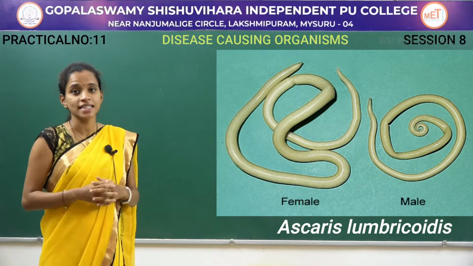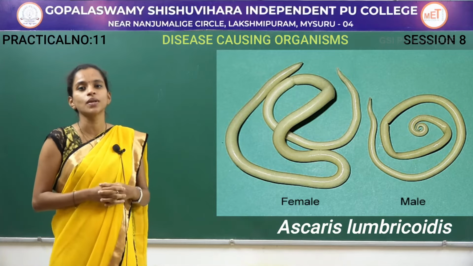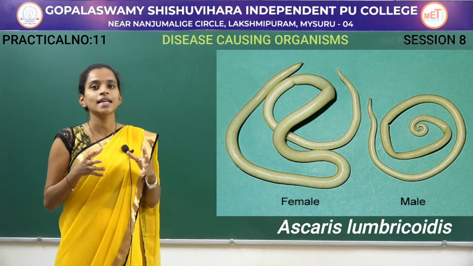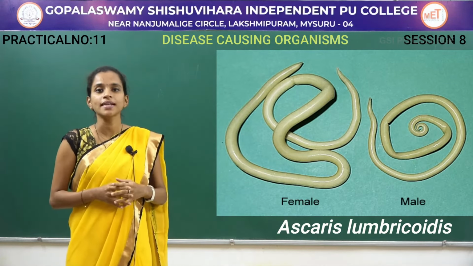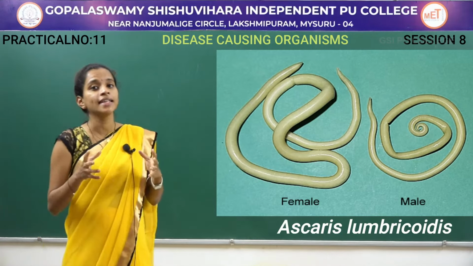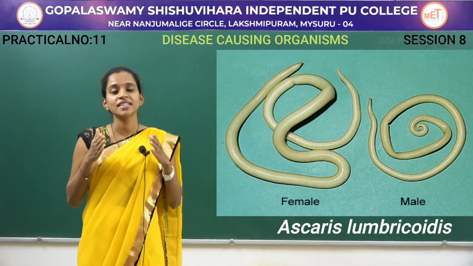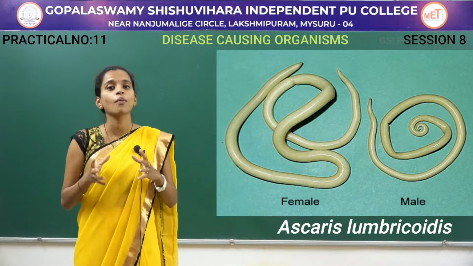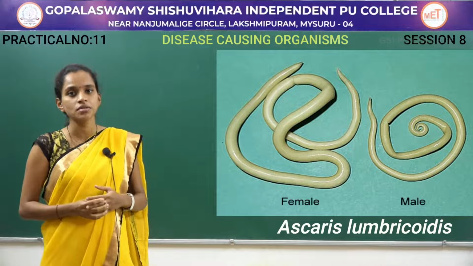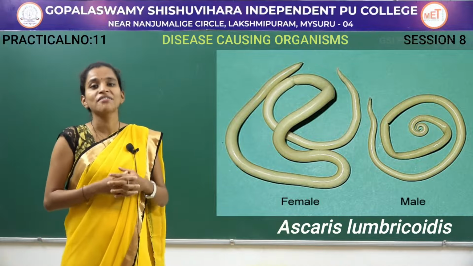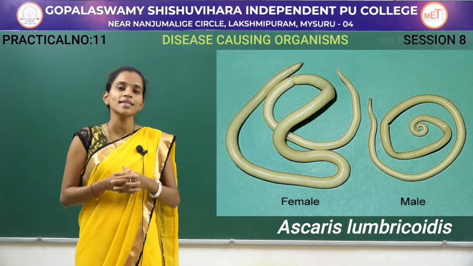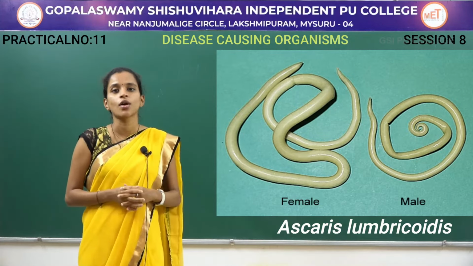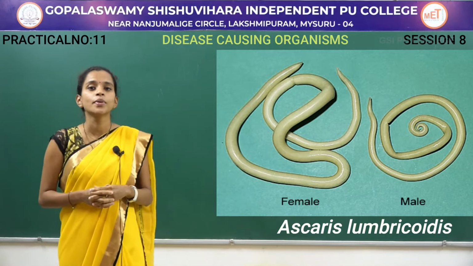This affects the intestinal region. So, the symptoms here will be irregular bowel, abdominal pain, indigestion, loss of appetite, fatigue and anemia. So, this affects the intestine, causing irregular bowels, improper digestion, that is indigestion, loss of appetite, fatigue, anemia as well as abdominal pain. So, that is about the third disease causing organism, that is Ascaris lumbricoides.